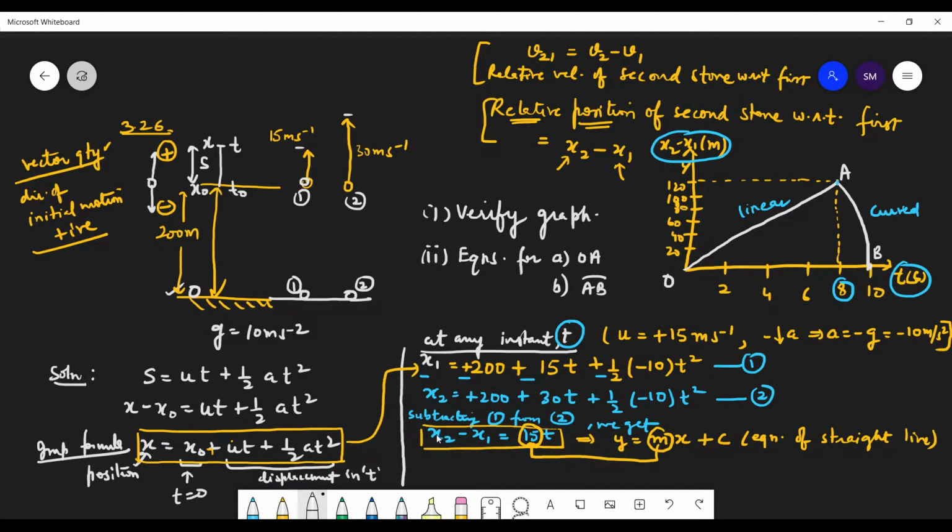And what is x2 minus x1? x2 minus x1 is your y that you have plotted here, on the y-axis. And what is c? Here x is your t, so you have plotted t on the x-axis. What is c? c is equal to 0.